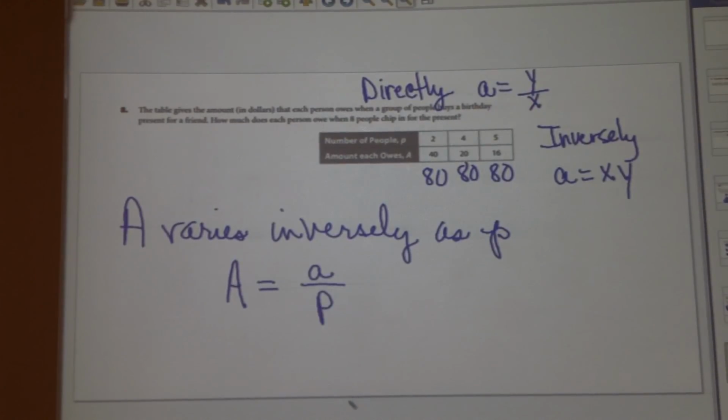A varies inversely as P. The question is, how much does each person owe when 8 people chip in for a present? So we're looking for A. We know that our constant is 80. How many people are there? 8 people chip in. How much does each person owe? $10. Any questions?